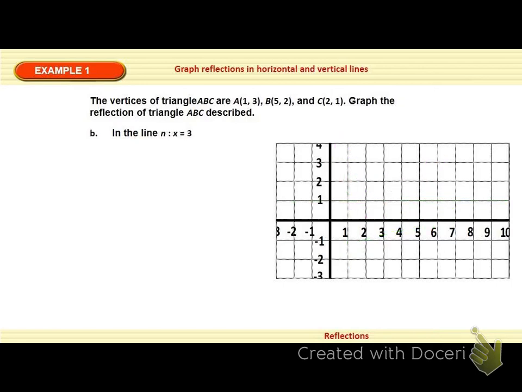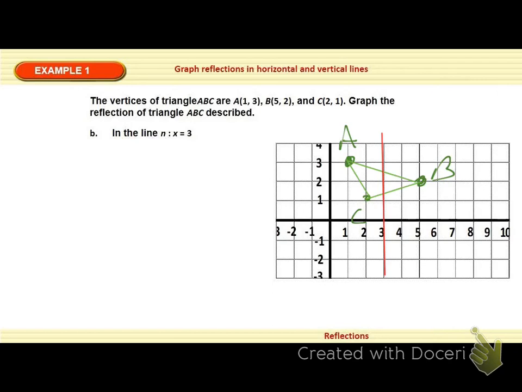Now, it's the same thing if we reflect over a vertical line. So we take that same triangle, A, B, C, and now we want to reflect over the line x equals 3. X equals 3 is a vertical line through 3 on the x-axis. And we're going to do this the same way, right? It's because we're going to a vertical or horizontal line that we can just count spaces and do the same thing.